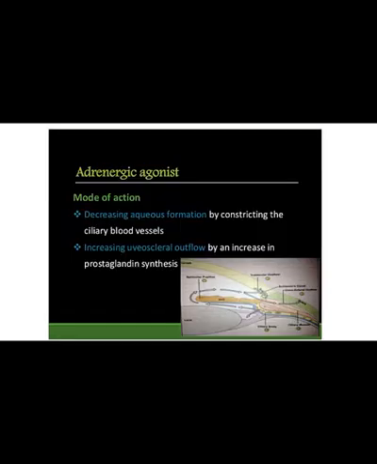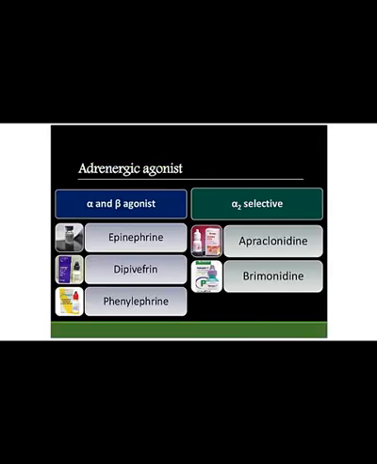Now, adrenergic agonists. Their mode of action is decreasing aqueous formation by constricting the ciliary blood vessels, by increasing uveoscleral outflow, and by an increase in prostaglandin synthesis. Adrenergic agonists can be alpha and beta agonists like epinephrine, dipivefrine, phenylephrine, and they can be alpha 2 selective such as apraclonidine and brimonidine.